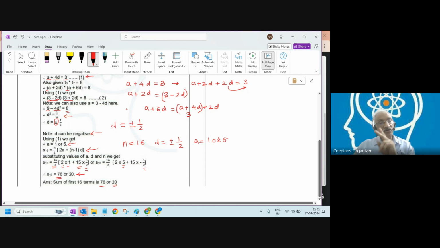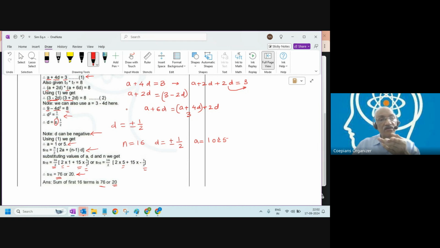Very important to remember the couple of reasons why we find this particular problem interesting. There are two answers, very important. There are two values for d, two values for a, and obviously there are multiple values of S16.